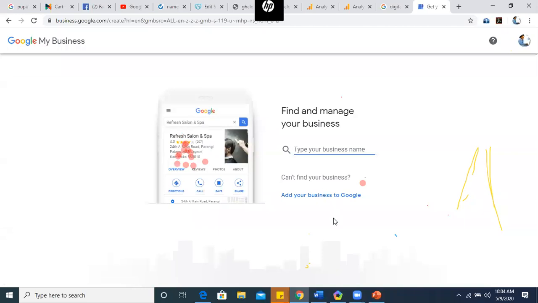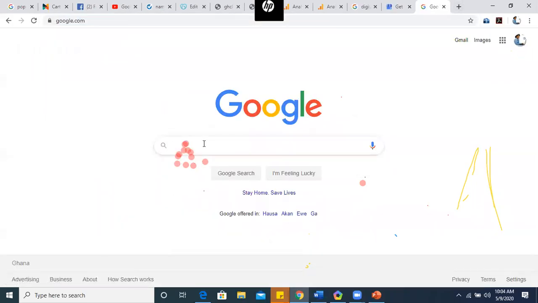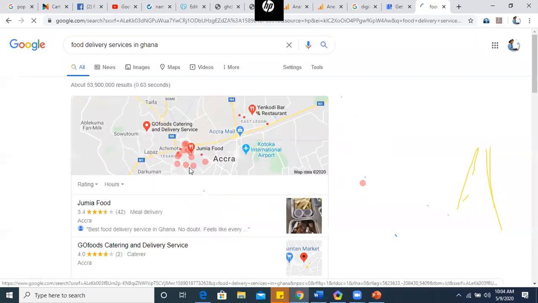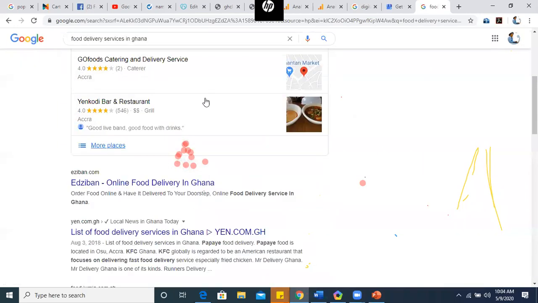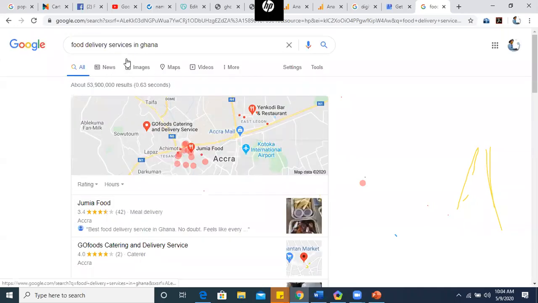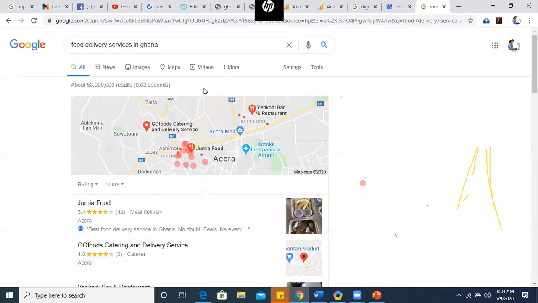The second thing is that you have to do what we call local listing. Local listing is this: anytime you search for anything on Google, let me search for food delivery in Accra, food delivery service in Ghana. Google gives me this thing here called local listing. You see that they list Jumia Food and all of that. And this is very easy. You can just enter. Most of the searches you do now will show the local listing. And local listing is free.